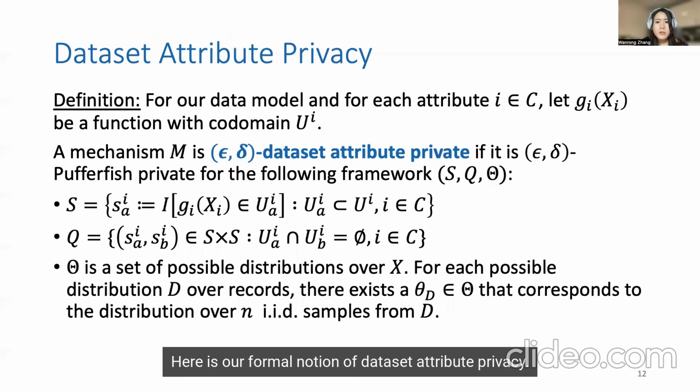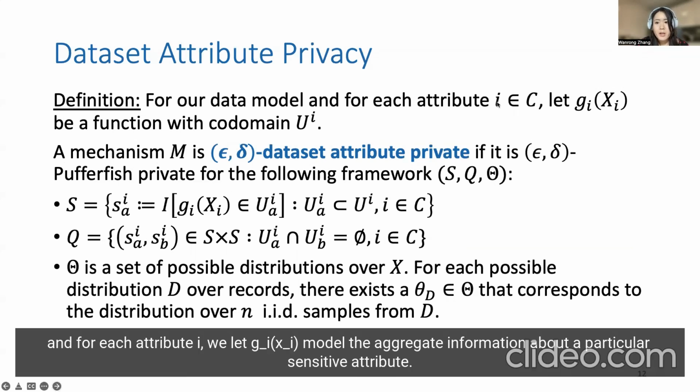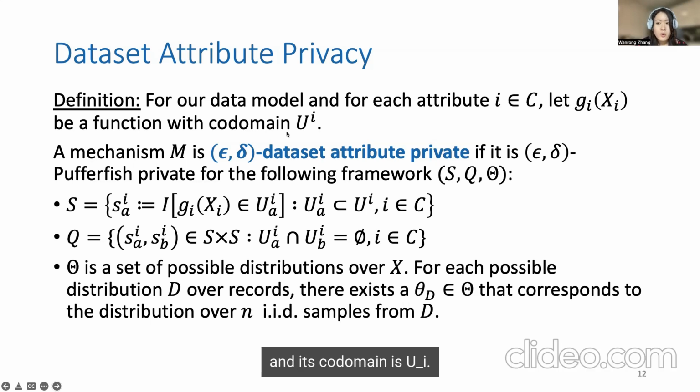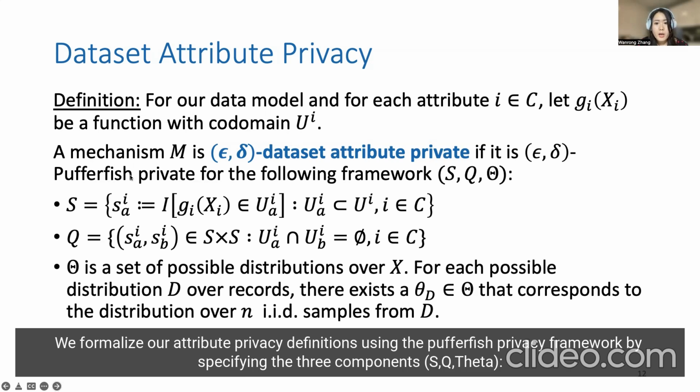Here's our formal notion of dataset attribute privacy. For our data model that we talked about earlier, and for each attribute i, we let g_i(X_i) model the aggregate information about a particular sensitive attribute, and its codomain is U_i. We formalize our attribute privacy definition using the Pufferfish framework by specifying the three components, S, Q, Theta.